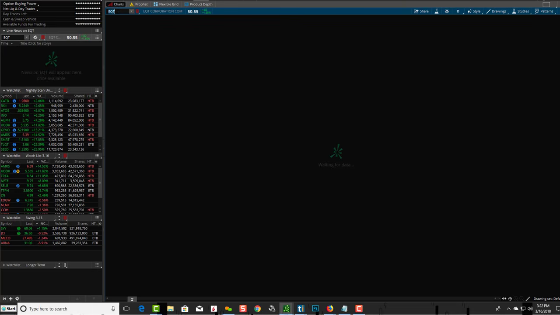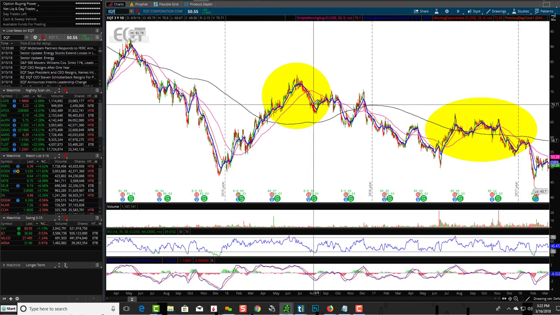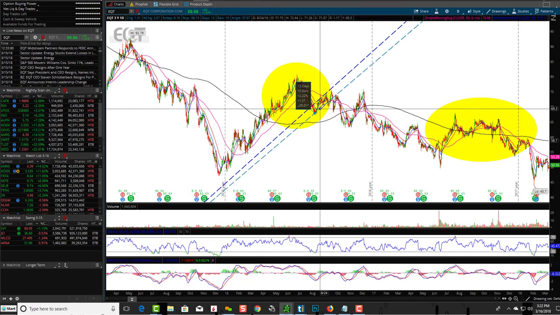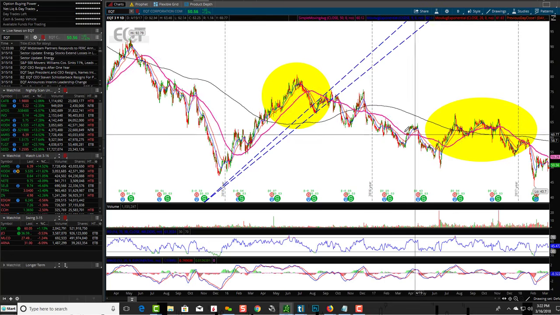EQT, another one, or a couple of them here. So you can see the cup here, and you can see the handle being formed here. Cup, handle, kind of broke down, formed another cup and a handle that broke down. Cup, handle, broke down. See all these cups and handles, cups and handles?